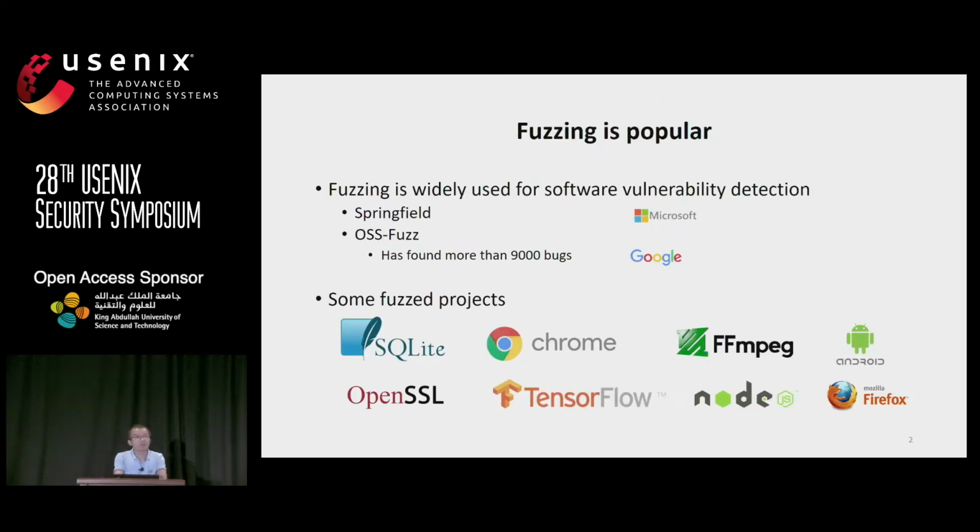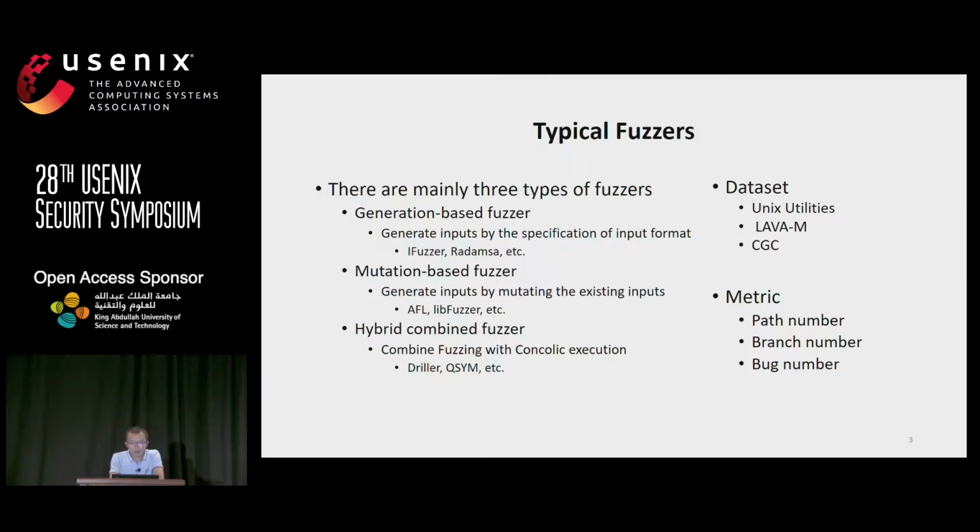Fuzzing is one of the most popular software vulnerability detection techniques. They have already found a large number of dangerous bugs and security vulnerabilities across a wide range of systems. There are mainly three types of fuzzers, and each type has its own fuzzing strategy.